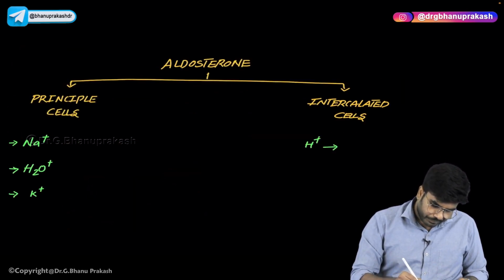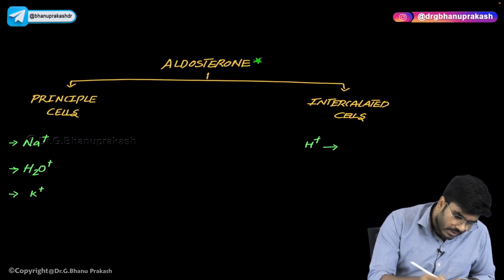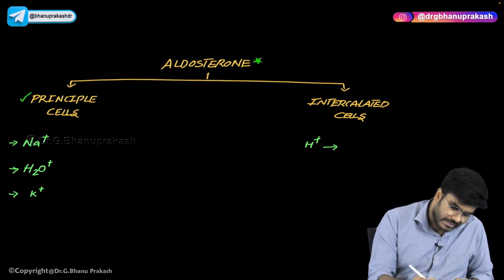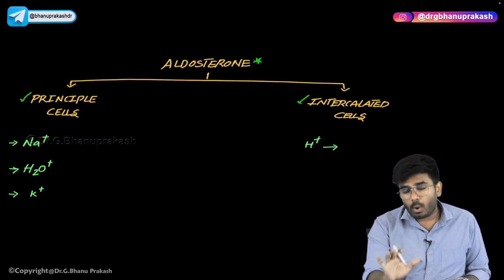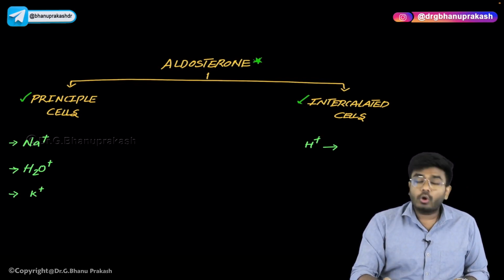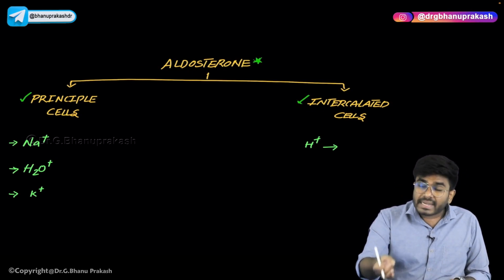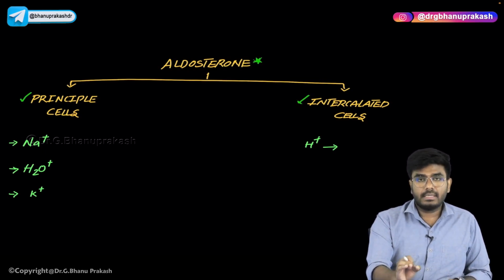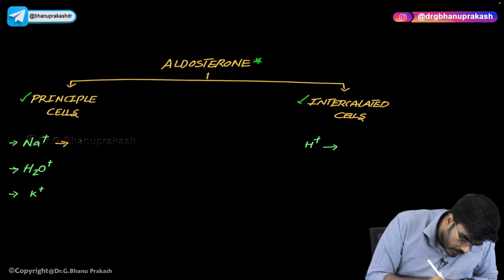Now let's see what the functions of aldosterone are. I have already told you aldosterone acts on both principal cells as well as intercalated cells. Now if aldosterone acts on principal cells, what will happen? This aldosterone is a mineralocorticoid, which helps regulate mineral metabolism. When aldosterone acts on the principal cells, these principal cells reabsorb sodium. So it increases sodium reabsorption.